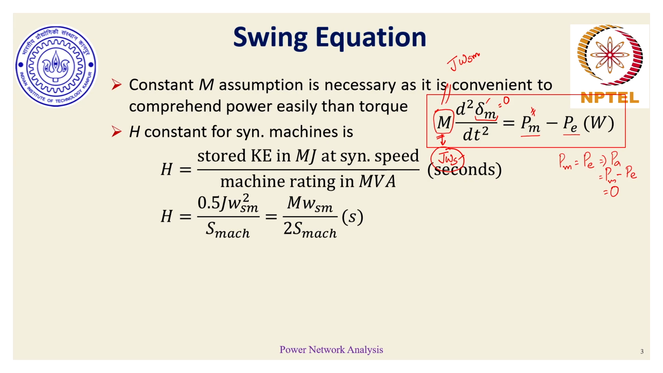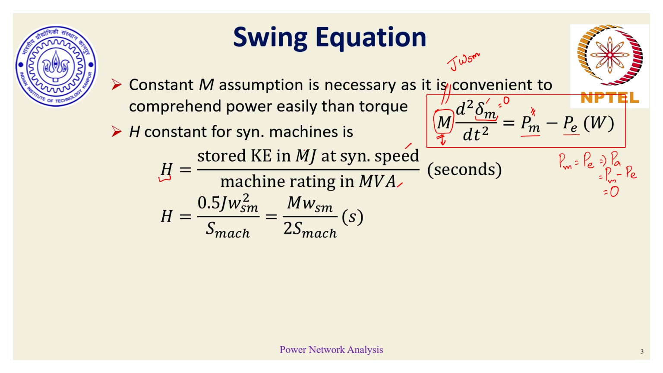There's an alternate constant defined instead of M. We call that constant the H constant, also known as the inertia constant, which is the ratio of stored kinetic energy in megajoules at synchronous speed in the synchronous machine divided by the rating of the machine in MVA. Its unit turns out to be seconds.